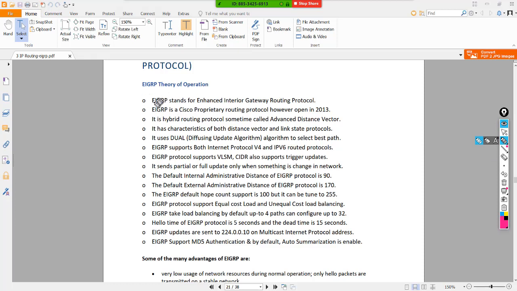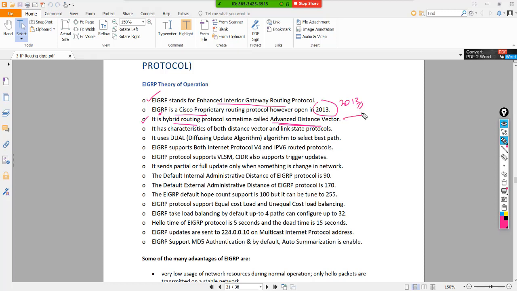As you can see on my display, EIGRP stands for Enhanced Interior Gateway Routing Protocol. It was Cisco proprietary, but in 2013 it was launched as an open standard. Nowadays EIGRP is no longer Cisco proprietary. It's an open standard. It's called a hybrid routing protocol. Also it's called advanced distance vector.